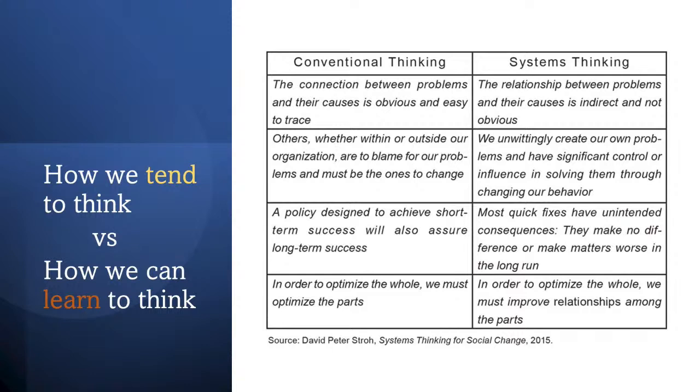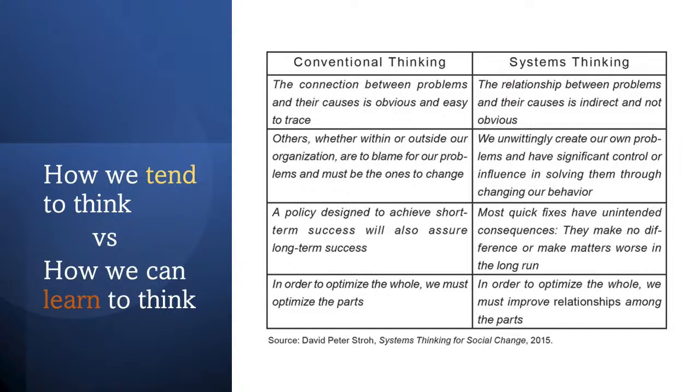In conventional thinking, we often find ourselves thinking, it's the other agency, if they would just do X, Y, and Z, whether it's within or outside our organization, they're really the ones to blame for our problems, they need to be the ones to change. If they would just change, then this problem could be solved. But with systems thinking, we start to realize that whether it's our organization or us as humans, we've all unwittingly created our own problems and have significant control or influence in solving them through changing our behavior.